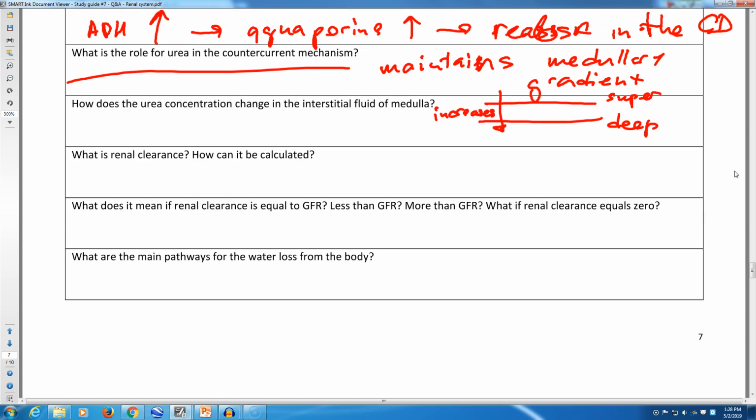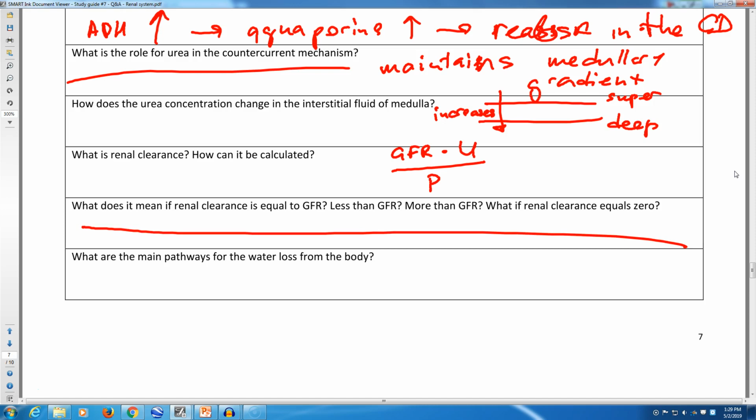Renal clearance is the ability to remove a certain compound from the plasma. It is the GFR multiplied by the concentration of the chemical in the urine over its concentration in plasma. Now I'm not going to ask you to calculate anything. What do you need to know? Equal to GFR: filtration. Less than GFR: reabsorption. More than GFR: secretion. Renal clearance equals 0: complete reabsorption.